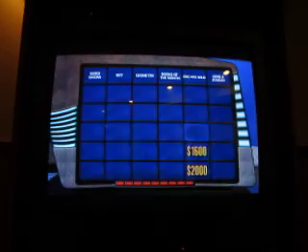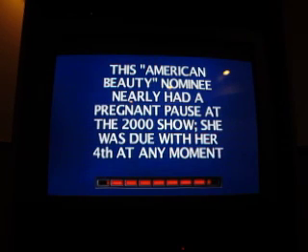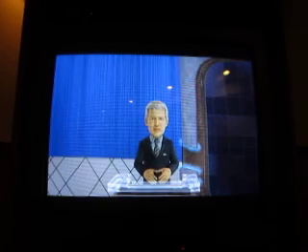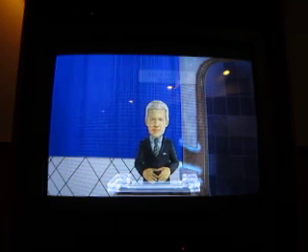20,000 now. 1,600. Player one. This American Beauty nominee nearly had a pregnant pause at the 2000 show. She was due with her fourth at any moment. Here's the correct response. Annette Bening. All right, last one for 2,000.